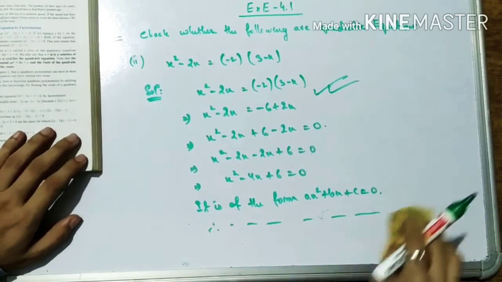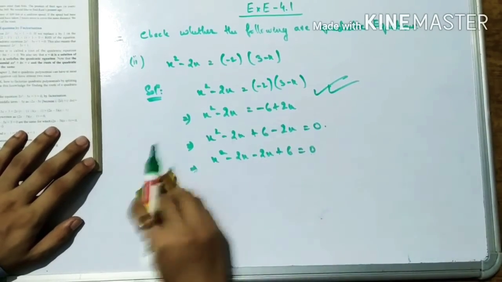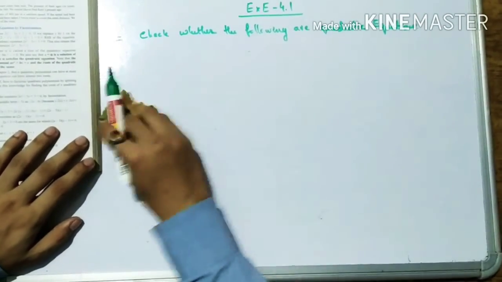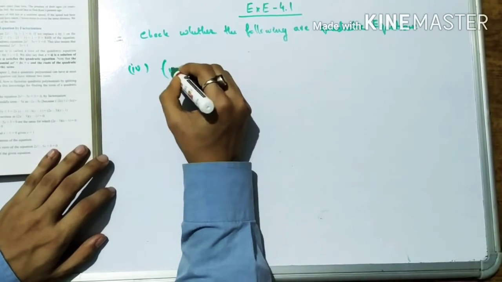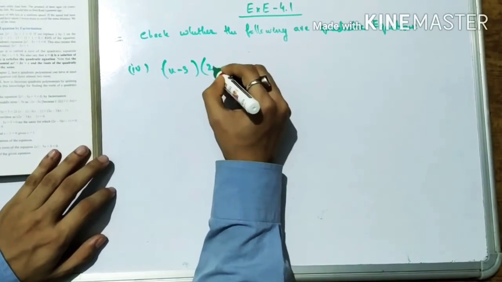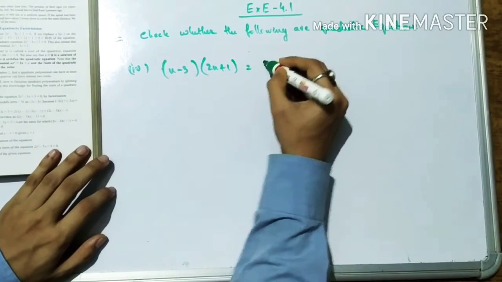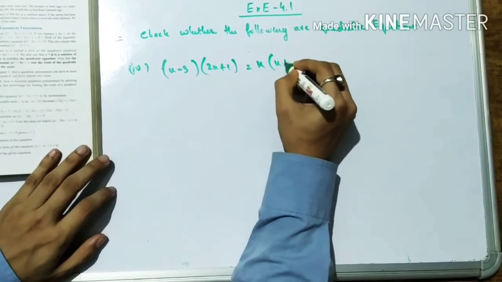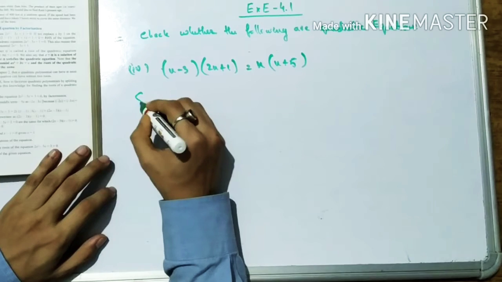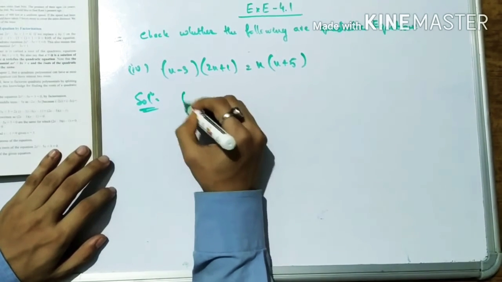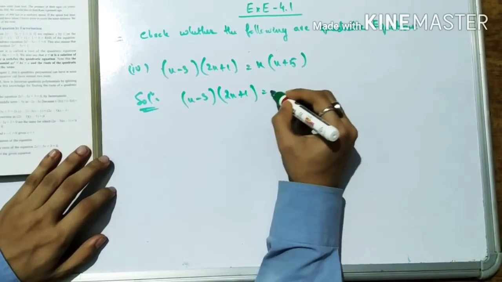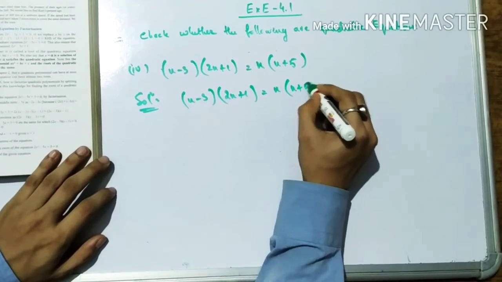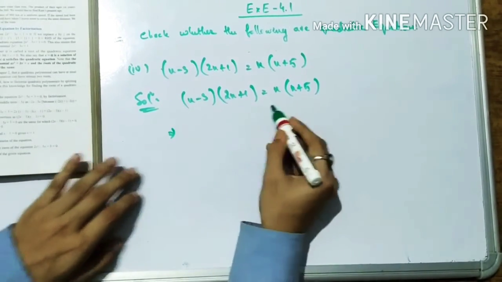Next I will go to question number 4 here. So question number 4, it is saying that (x minus 3)(2x plus 1) is equal to x plus 5. So this is our solution. (x minus 3)(2x plus 1) is equal to x plus 5. So this one, let me multiply it.